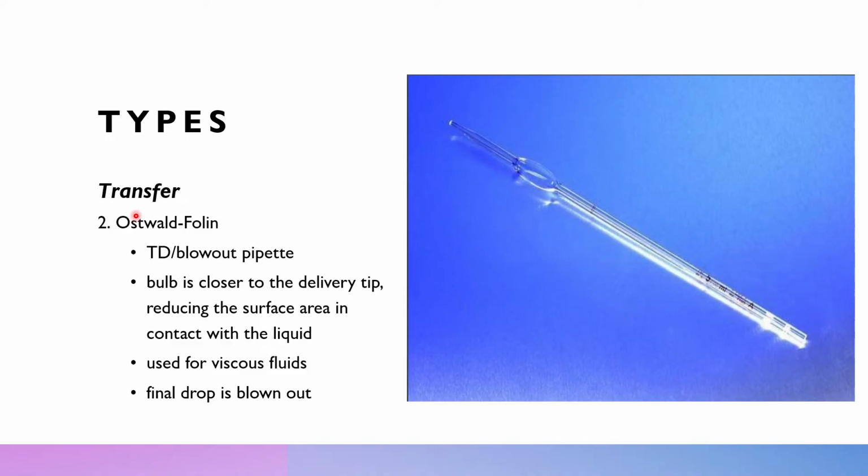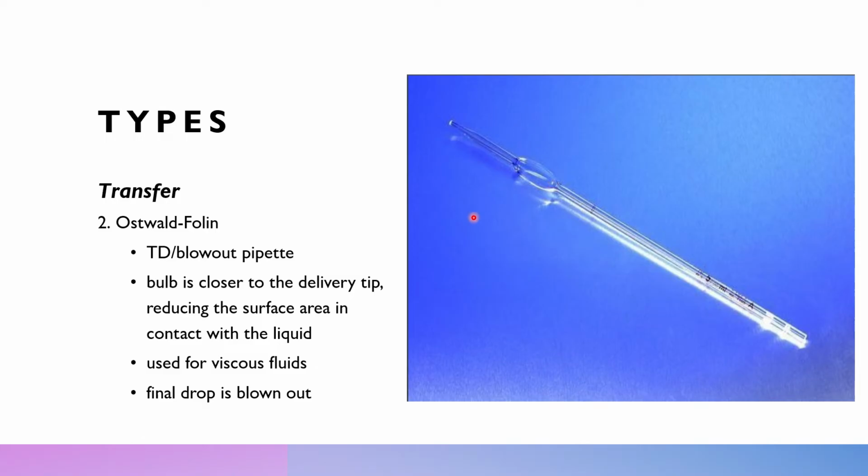Another type of transfer type of pipette is the Ostwald-Folin pipette. Ostwald-Folin pipettes are transfer types of pipettes that have a to deliver design and have a draining characteristic of blowout. This means again, Ostwald-Folin is a transfer type of pipette that is a to deliver pipette, and at the same time it has a blowout draining characteristic.